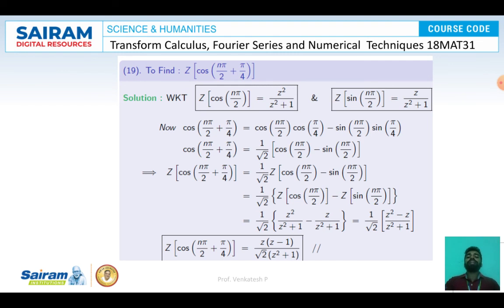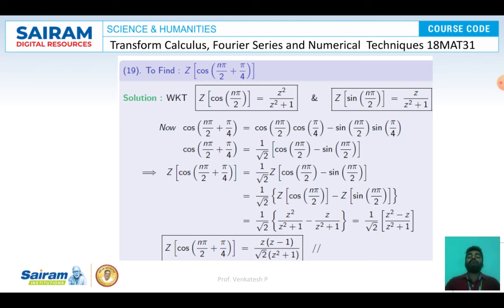So next one is z transform of cos(nπ/2 + π/4). Here I am going to use two formulas. The z transform of cos(nπ/2) formula, that is given by z²/(z²+1), and the z transform of sin(nπ/2) formula, that is z/(z²+1).